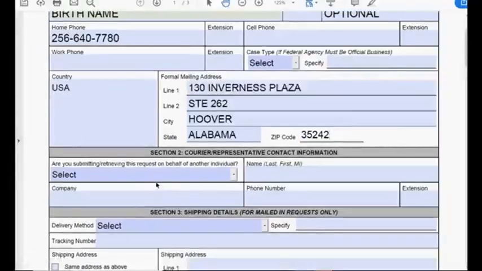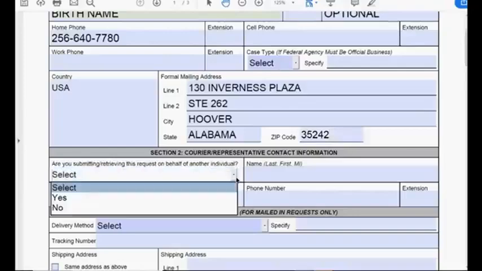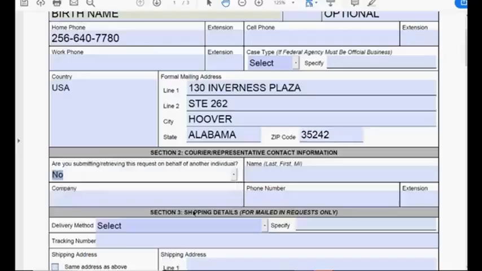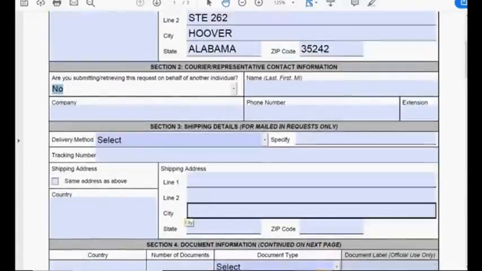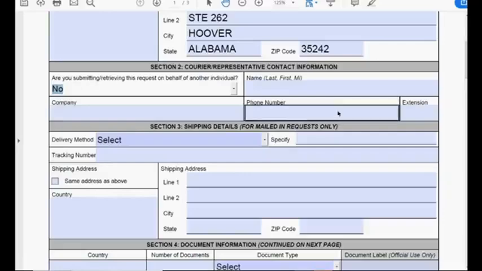It says, are you retrieving this request on the behalf of another individual? No. All right, now if you have children that you are sending their birth certificates with, okay, that's where you would select that. I would recommend, if you're doing a household birth certificate, say you're a husband, you're a wife, you have 2 children, have everyone have their own DS4194 form. Okay, because if you're the mother and you're getting your child, then you would say yes, and then you would put your information here. All right.